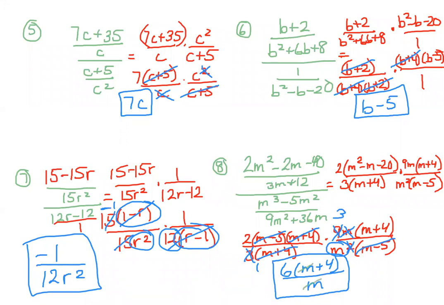We cannot cancel these m's. No, no, no, do not do that. Because you can only cancel things when they are multiplied together. We could cancel a 6 with something. We could cancel an m plus 4, but we can't just cancel the m's. That does not work. Don't fall into that trap. All right, let's look at the next one.